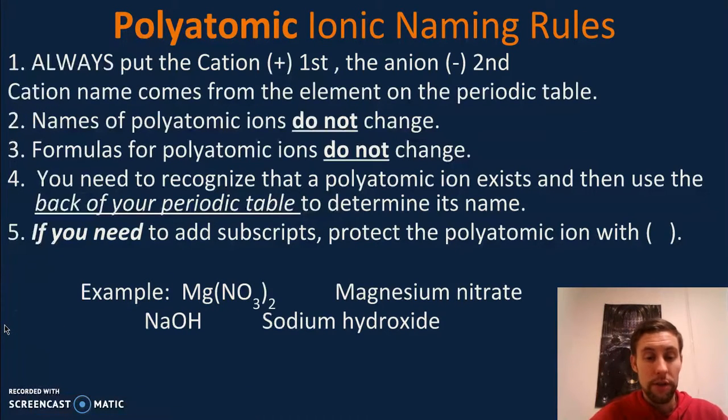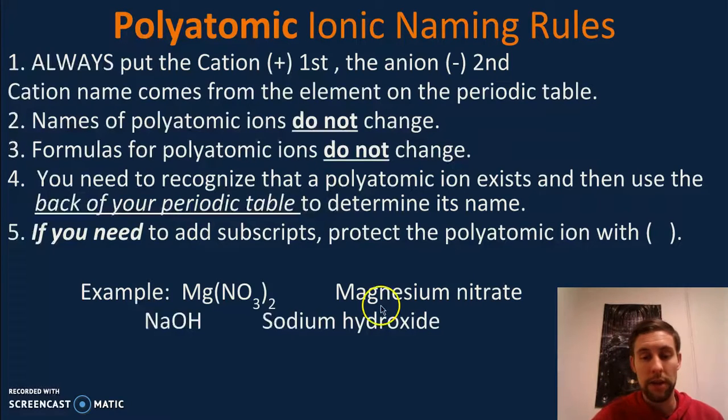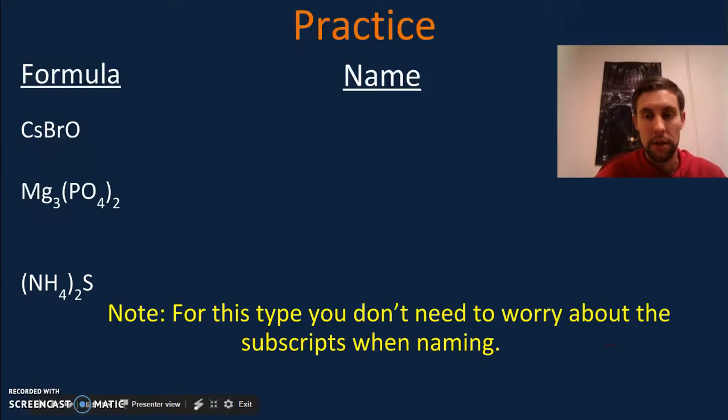Or NaOH. This one doesn't need parentheses because there's only one OH group, but it's still a polyatomic because we've got 1, 2, 3 capital letters. Now note the ending here, magnesium nitrate. That nitrate group you'll find right on the back of the periodic table in that chart. Same thing with the OH group, it's called a hydroxide group, you'll find that back there as well. Alright, let's practice some of these.